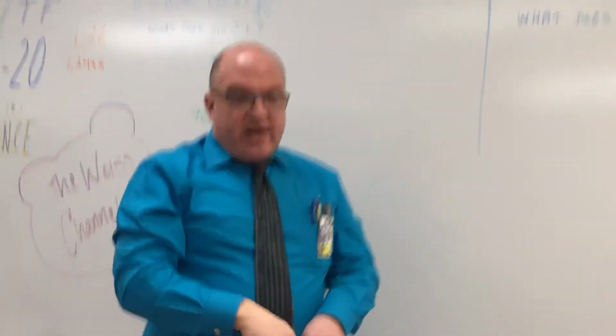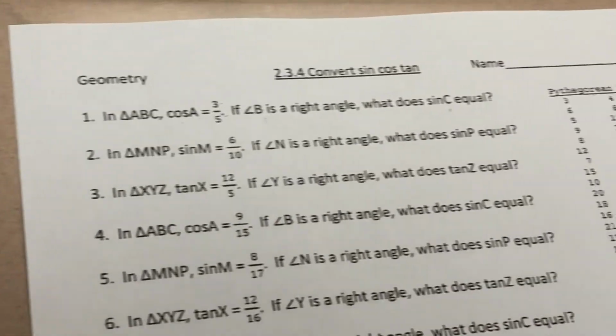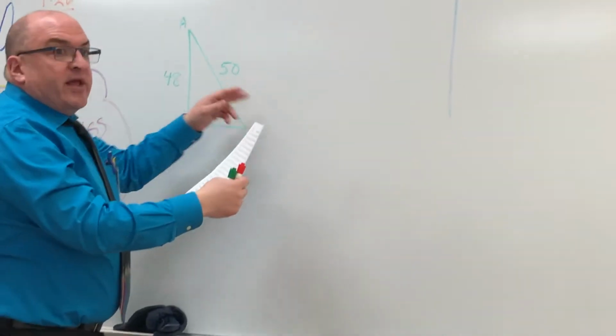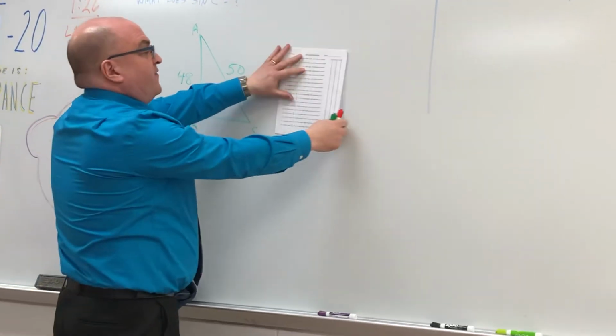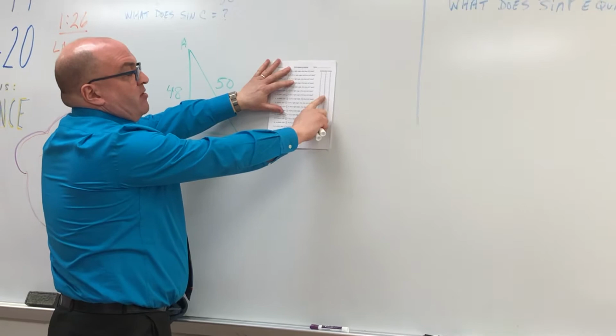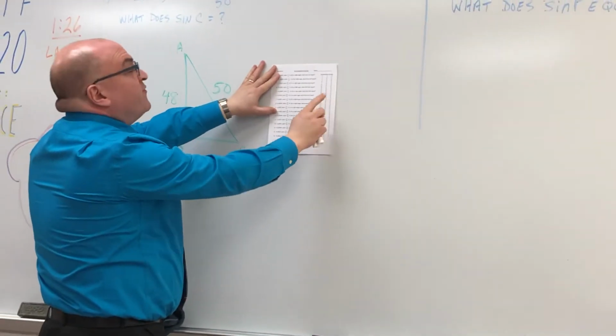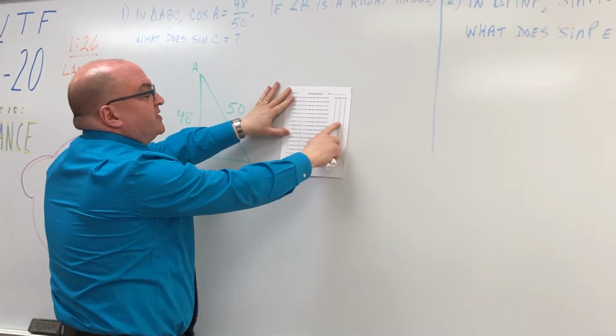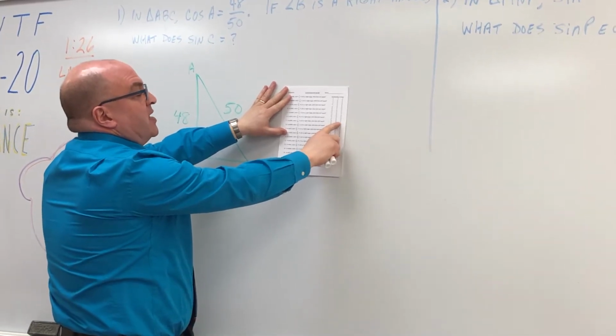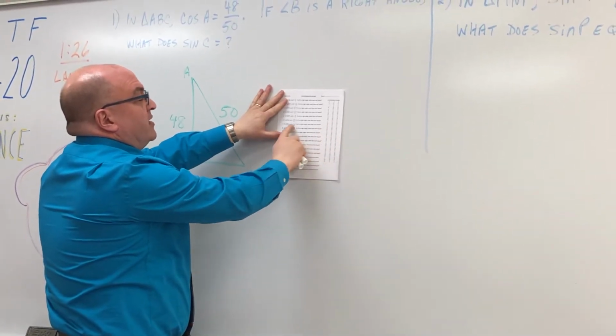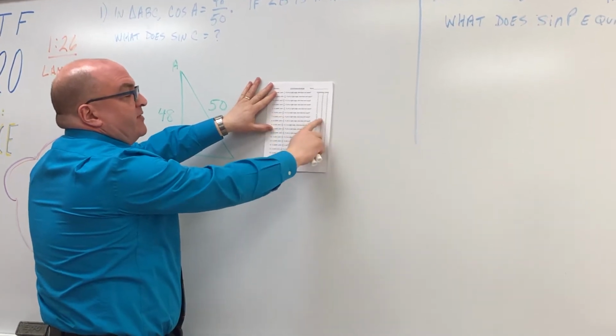Would you look on the right-hand side where it says Pythagorean triples? Look where you can find a 48 and a 50 in the same row. Where do you find 48 and 50 in the same row? You see the 48 and 50? It's right in between number 6 and number 7. See it there?